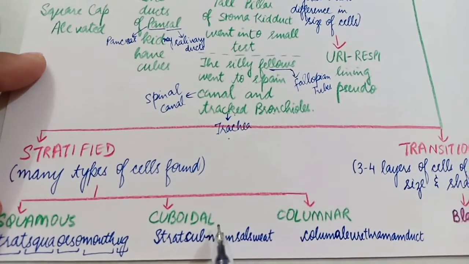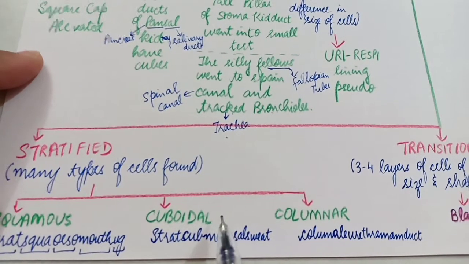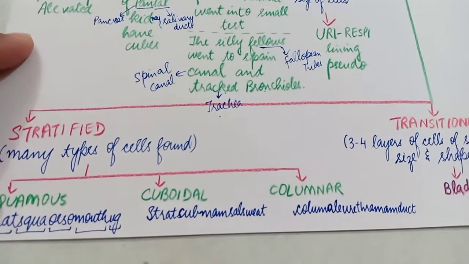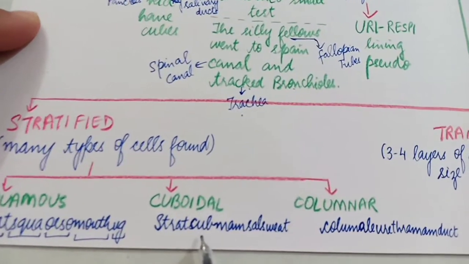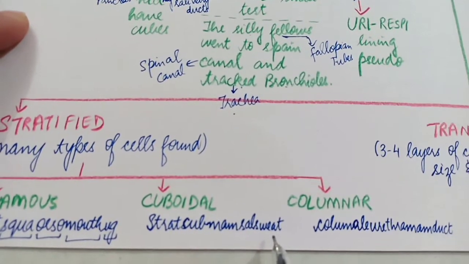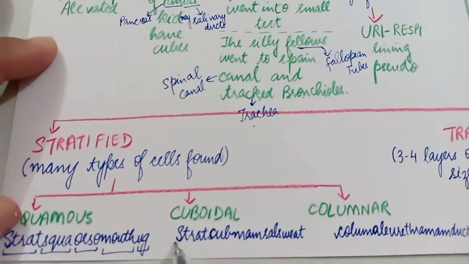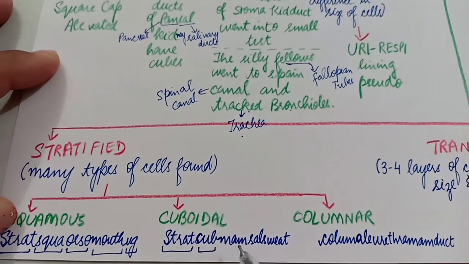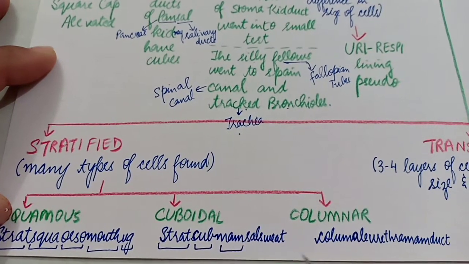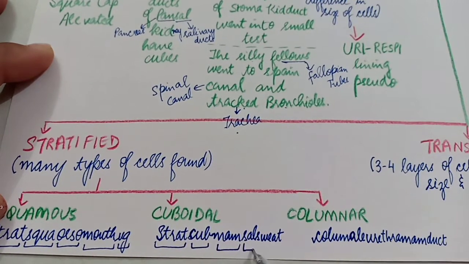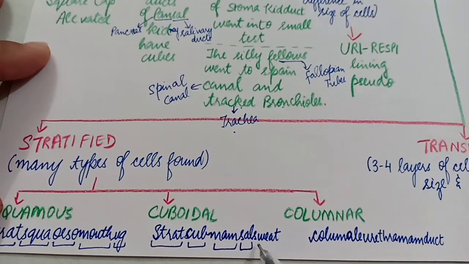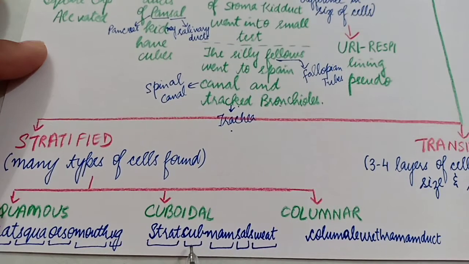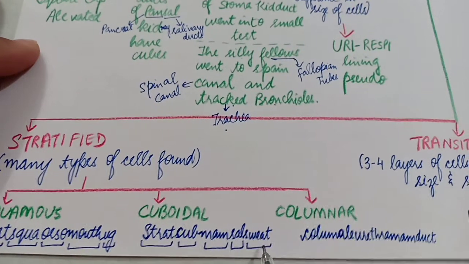Then cuboidal. Cuboidal are basically protective tissues. The stratified cuboidal epithelial tissues are protective tissues, and the short form is strat cube mam sal sweat. Strat again for stratified, cube for cuboidal, mam is for mammary gland, sal is for salivary gland, and sweat is for sweat gland. Okay, so strat, cube, mam, sal, sweat.